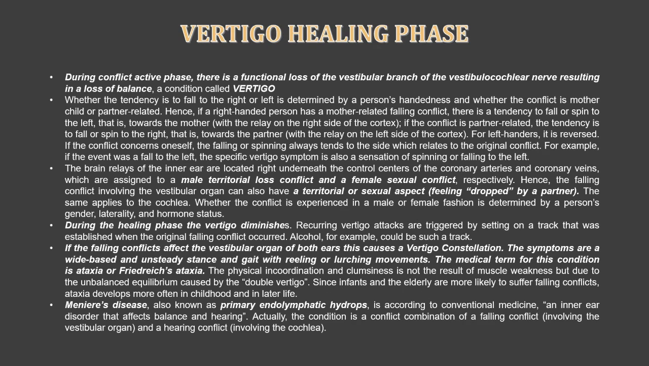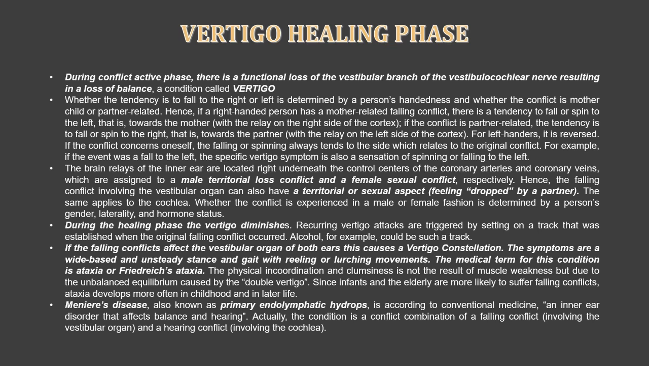All these psycho-emotional conflicts have a so-called conflict active phase and a so-called healing phase. During the conflict active phase, there is a functional loss of the vestibular branch of the vestibulocochlear nerve, resulting in a loss of balance. That's what we call vertigo. Whether the tendency is to fall to the right or left is determined by a person's handedness and whether the conflict is mother, child, or partner related.